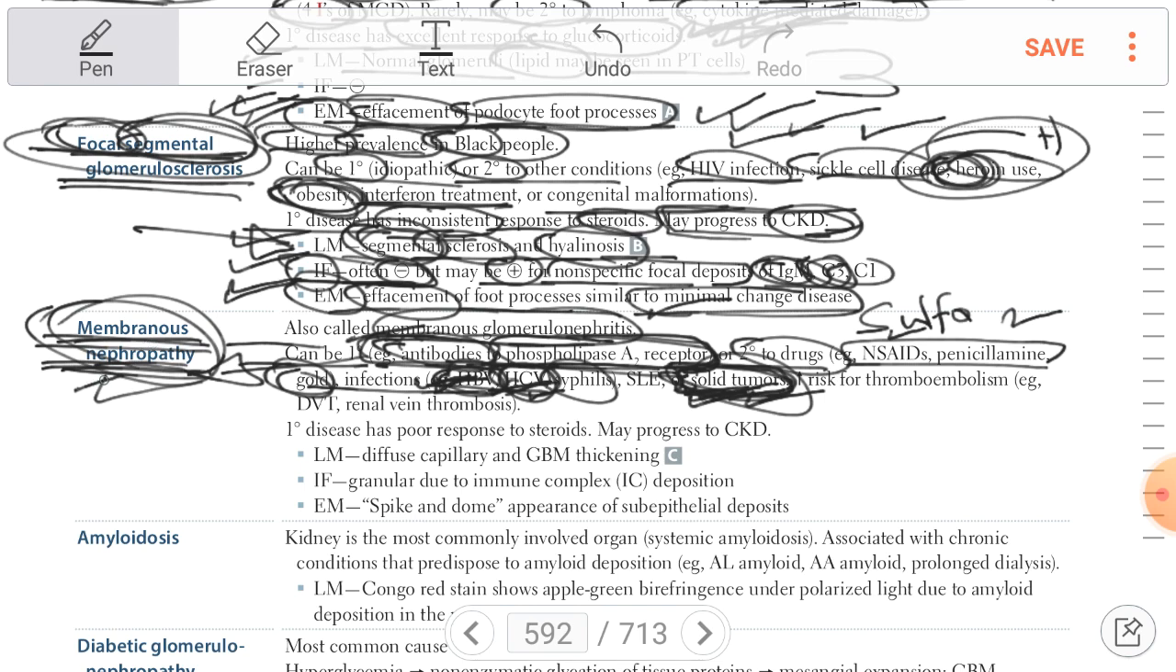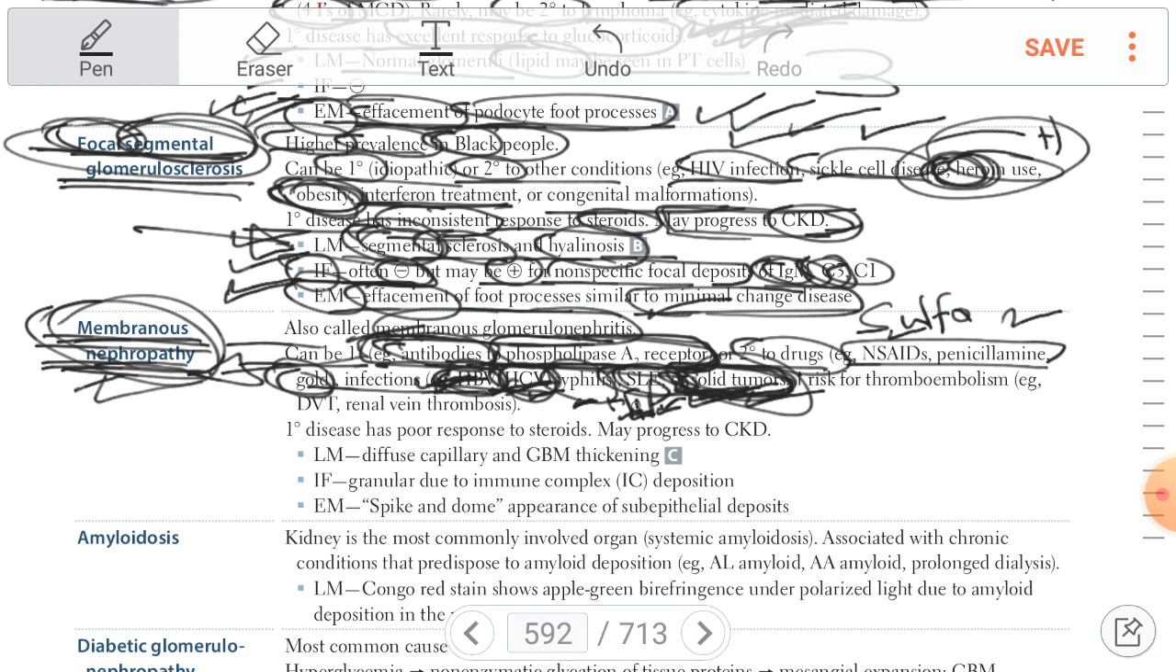Then systemic lupus erythematosus. The most common cause of this is what? Lupus nephritis. It can be caused by drugs, and there is a marker for it: antihistone antibody. So drugs like what? Hydralazine, isoniazid, procainamide. This is in case of drug-induced lupus: antihistones.